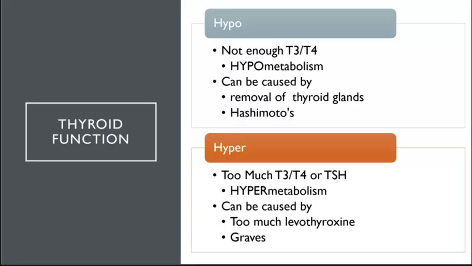Secondary cause could be, again, maybe there's a tumor on the pituitary gland. Remember, tumors always make you secrete more hormone. So if there's a tumor on the pituitary gland, it's going to produce more stimulating hormone, which is going to stimulate the thyroid to produce more T3, T4.